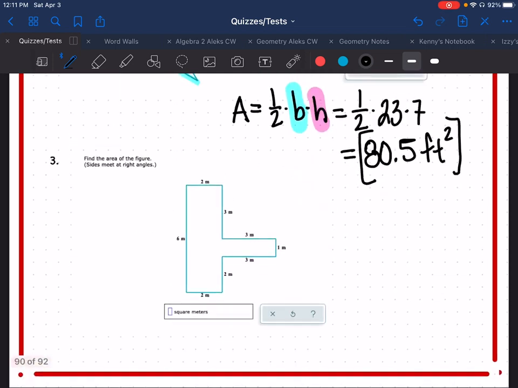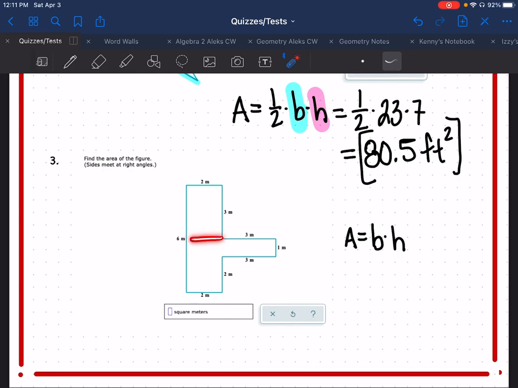All right, example number 3. Find the area of the figure. Sides meet at right angles. This means that this shape is a rectangle. And so I'm just going to use the formula base times height. I think I can put it right here. And what I'm going to do is I'm going to want to draw a straight line. Now, there's many ways that I can do this. I want to break it up into different rectangles.